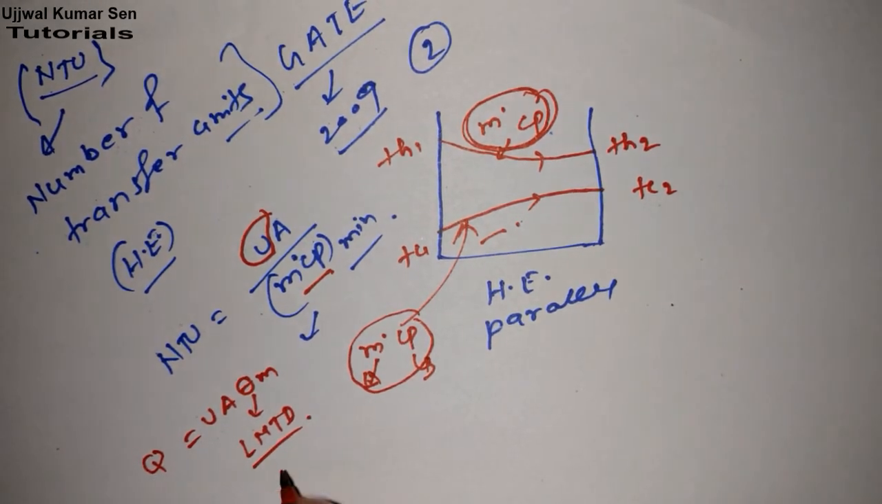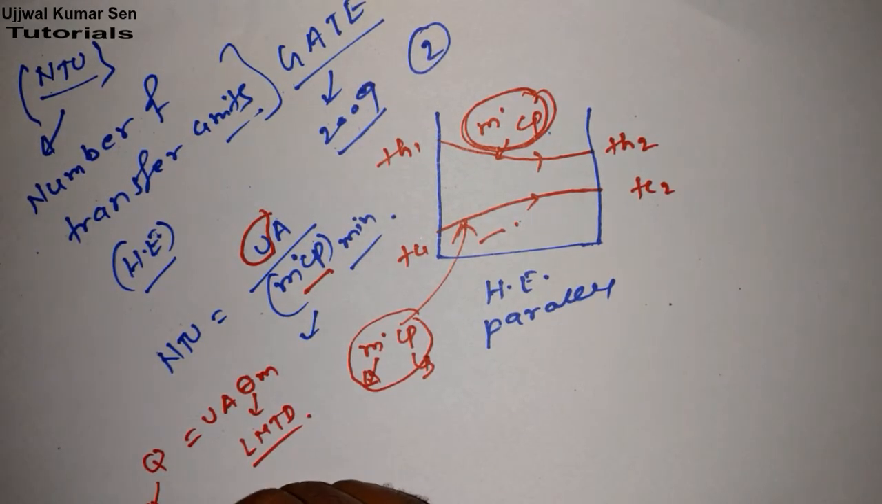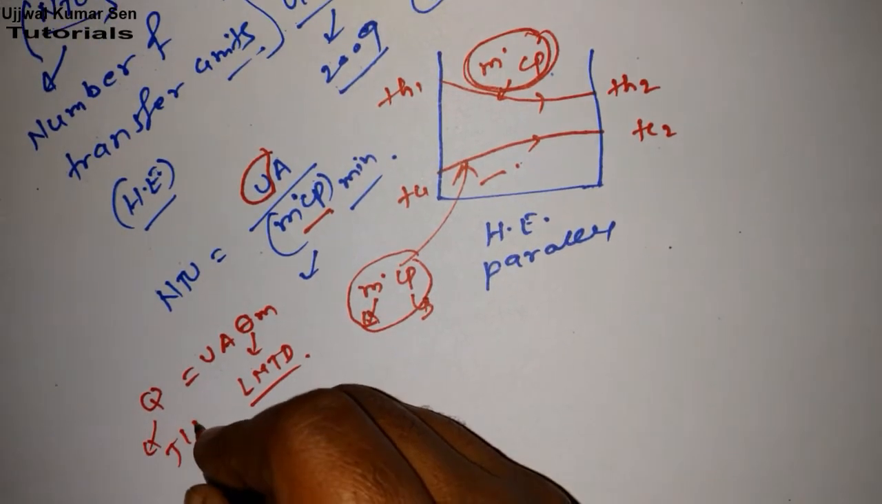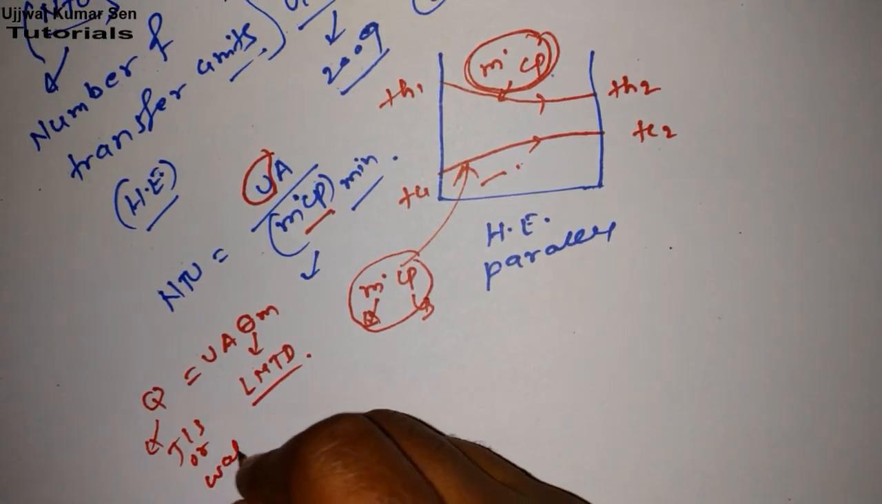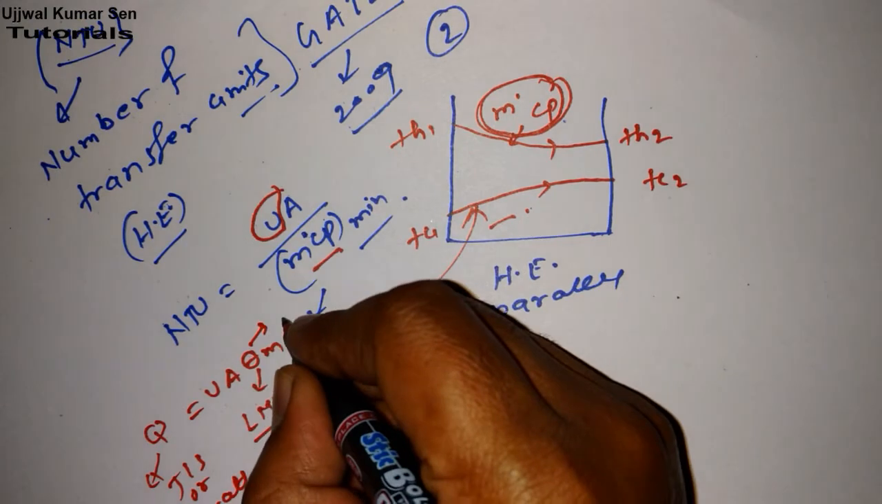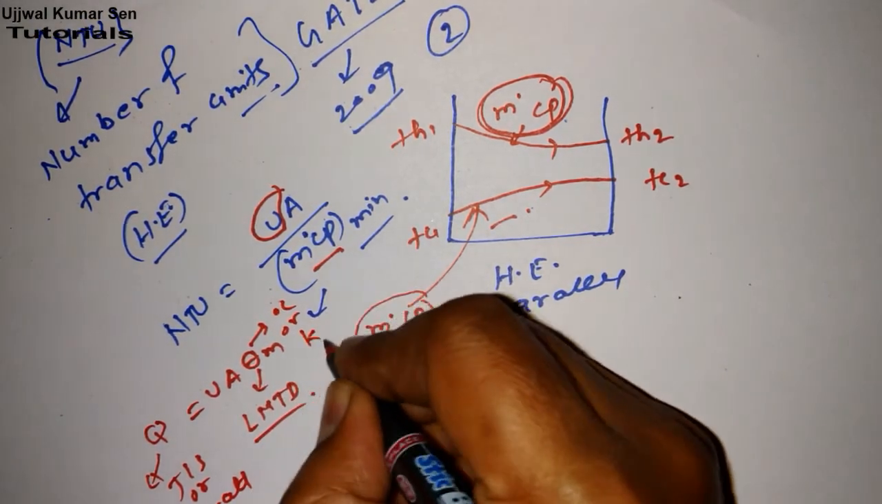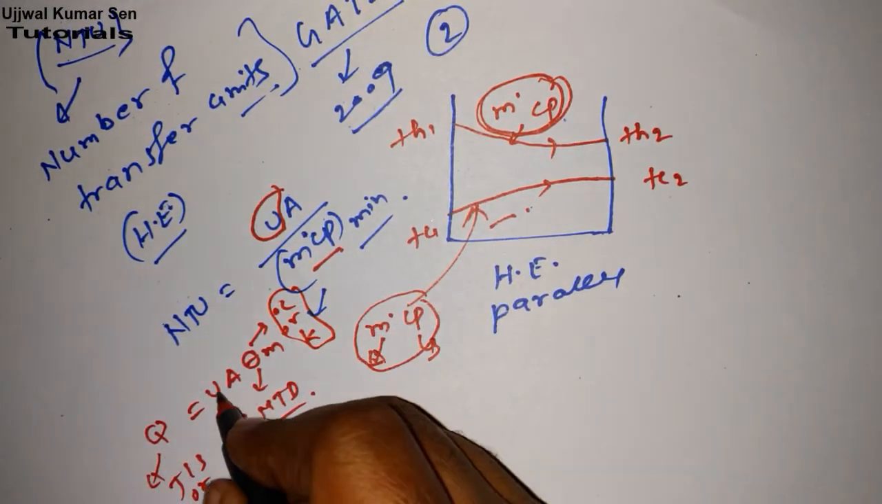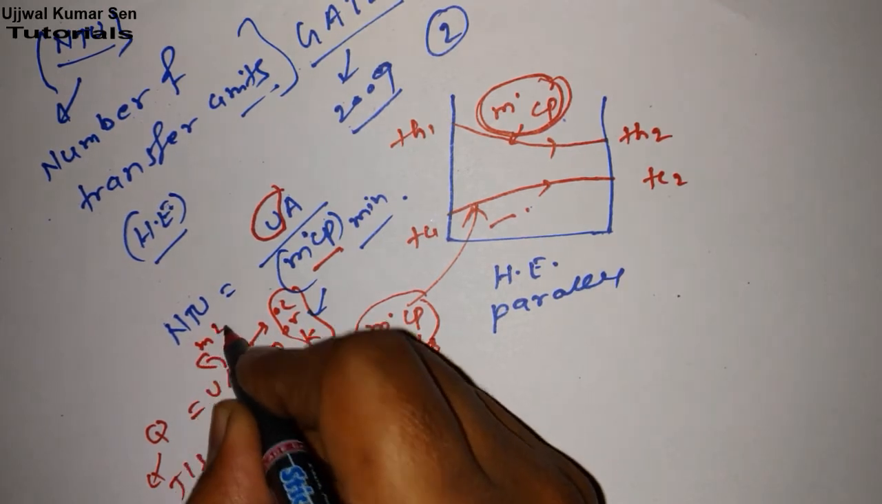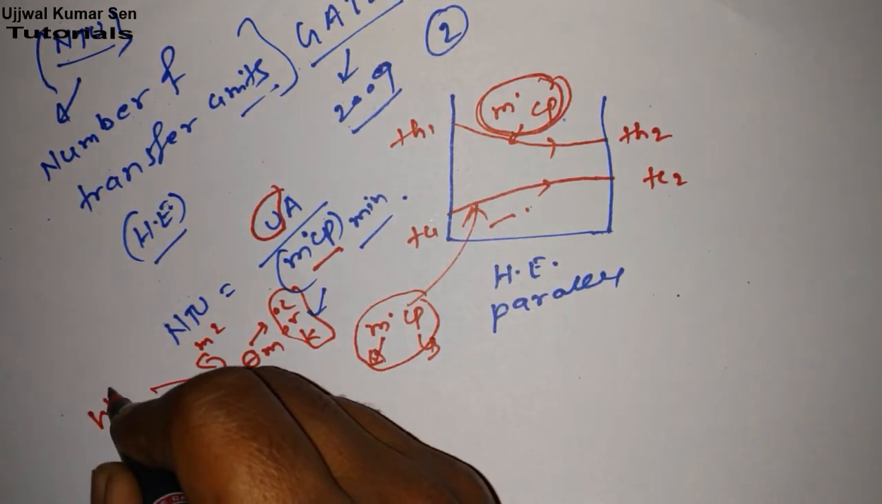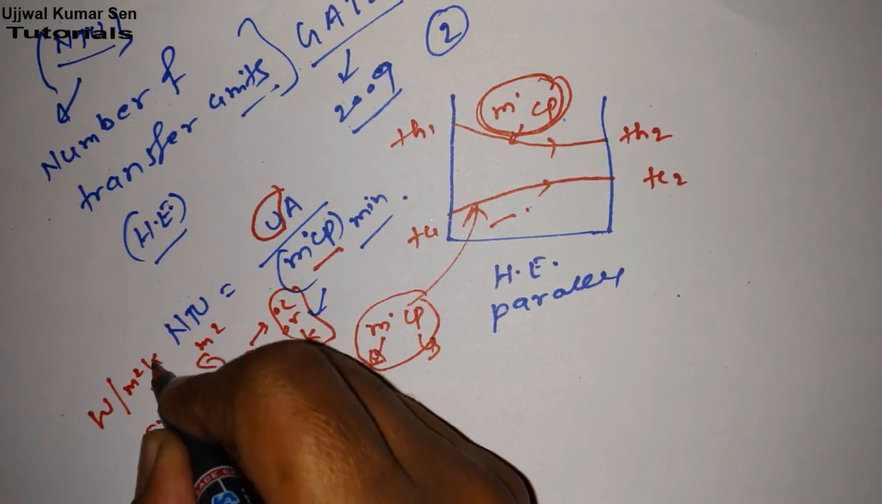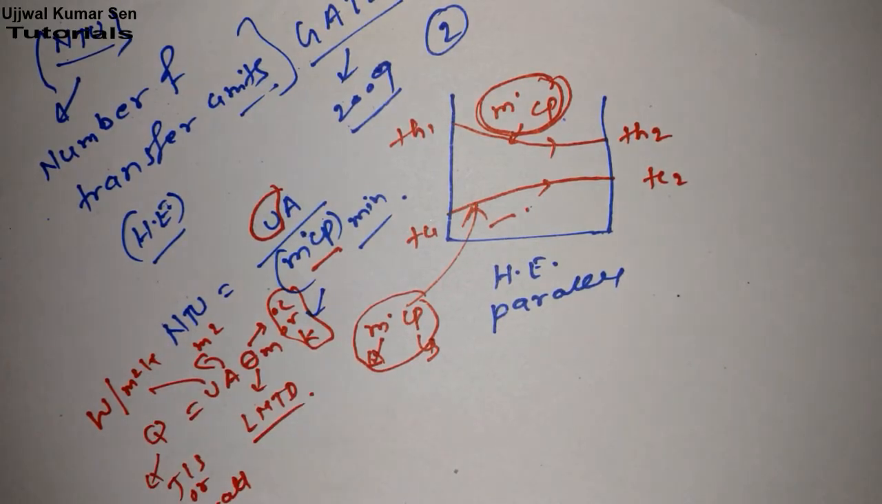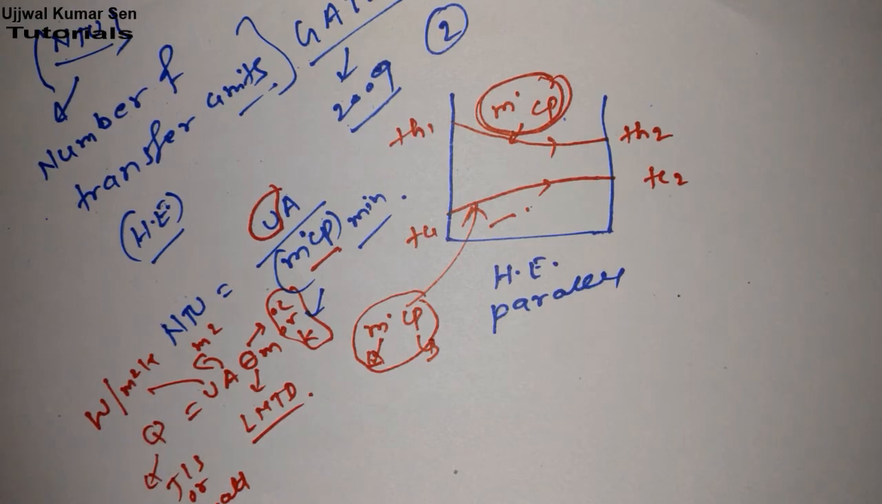Now most important, what is the unit of Q? That is joule per second, or watt. Second, what is the unit of LMTD? Maybe in centigrade or Kelvin. Now what is the unit of area? Meter square. And U is watt per meter square Kelvin, or centigrade. This is all the data we can use here to find NTU.